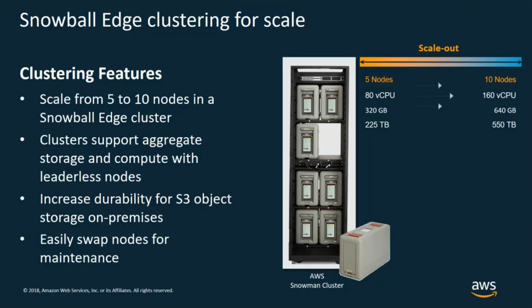Let's talk about Snowball Edge clustering and how to overcome scaling issues when one Snowball Edge isn't enough to power your edge compute requirements based on the specifications we covered. With the clustering feature for Snowball Edge, we can scale from anywhere from 5 to 10 nodes today and support both compute and storage aggregation across the cluster. And so you see the corresponding CPU and memory as well as storage scale there on the right.